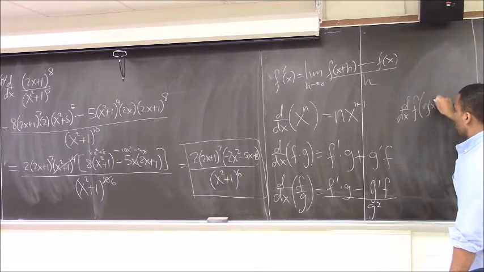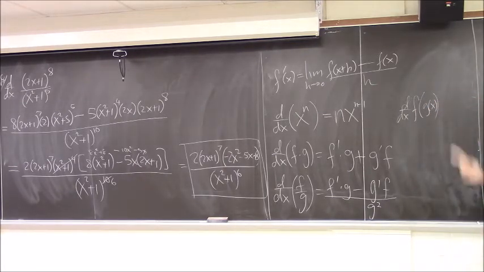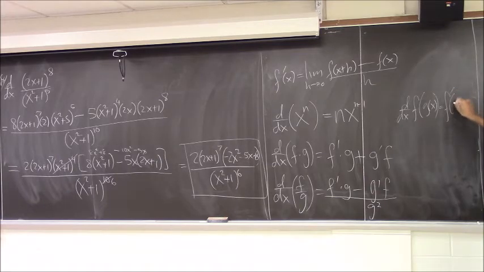Right, so this is when you have a composite function, you have a function inside of another one. This is going to be super important to the next section. How do you do that? Derive the outside times the derivative of the inside, g prime.